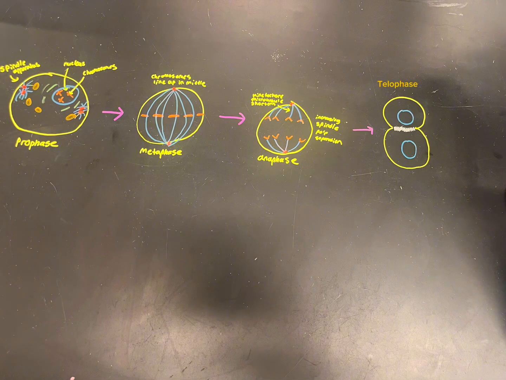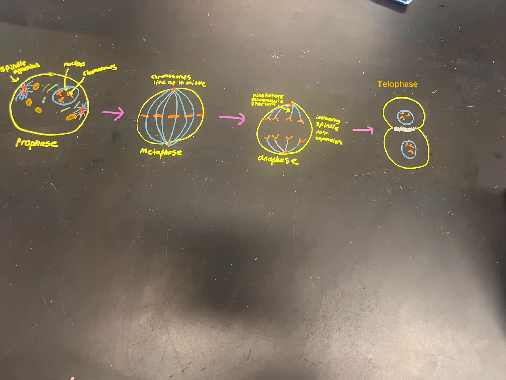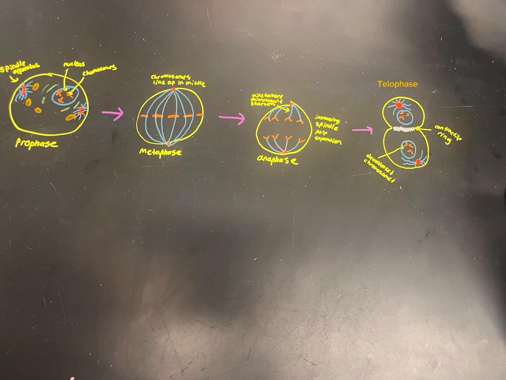And the last phase is telophase, which is where the cell is getting ready to have its cytoplasm split. And this is where the chromosomes arrive at opposite poles, the daughter nuclei form, the chromosomes disperse, the spindle fibers disperse, and cytokinesis begins.